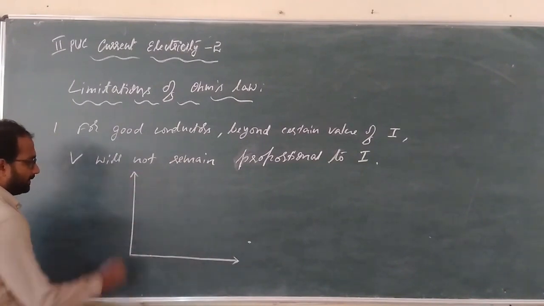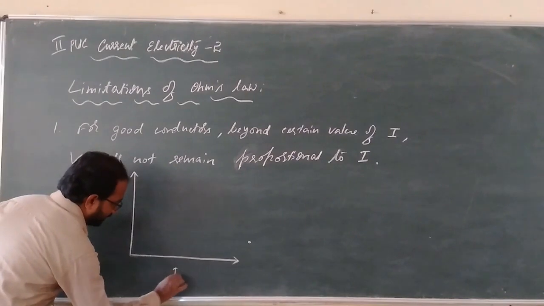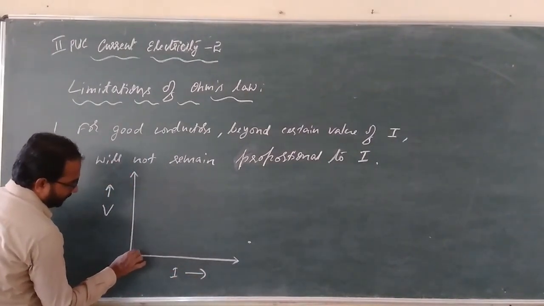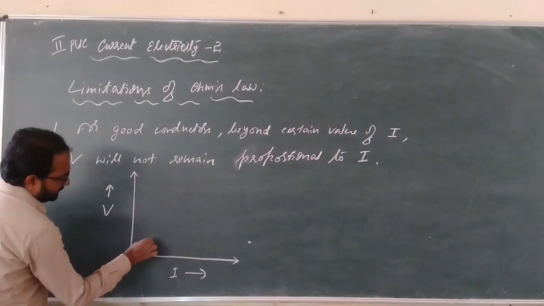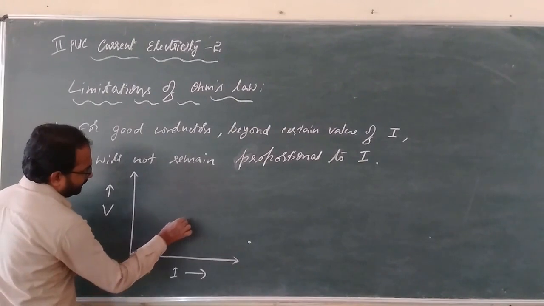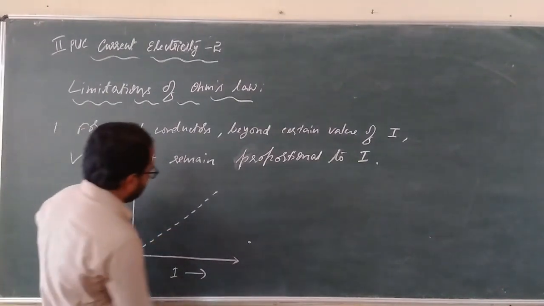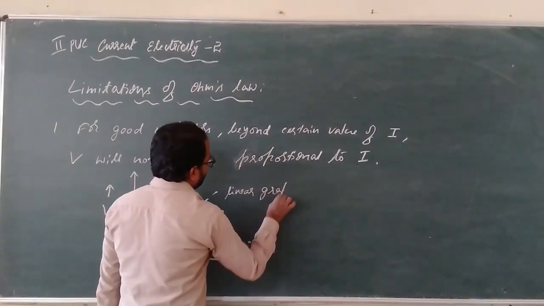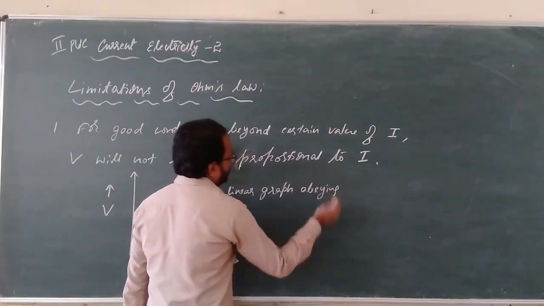Say if I plot a graph by taking voltage along the y-axis and current along the x-axis, I should get a straight line for a conductor, correct? So that is the ideal case for a conductor. It is a straight line. Okay, so this is the linear graph which obeys Ohm's law.